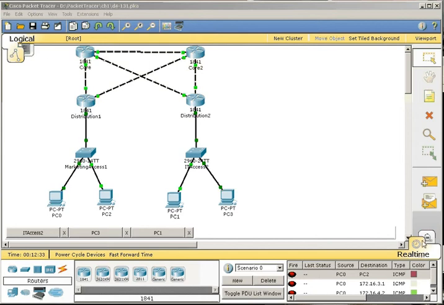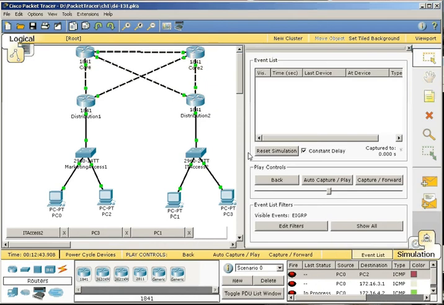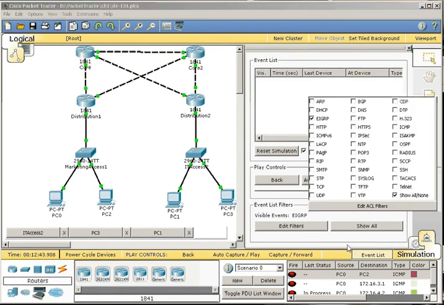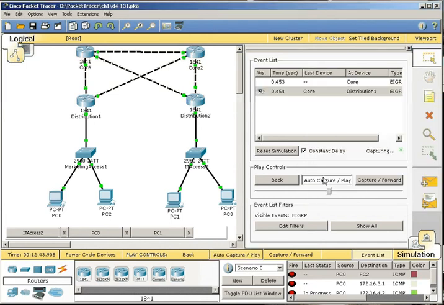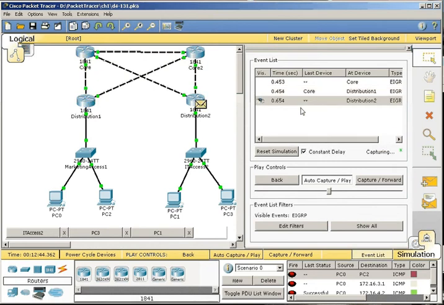So what we're going to start off with, if we go ahead and open up the simulation tab and we edit a filter and we do EIGRP, which is what's running on these four routers up here, and we go ahead and hit auto capture, we can watch the packets bounce around.